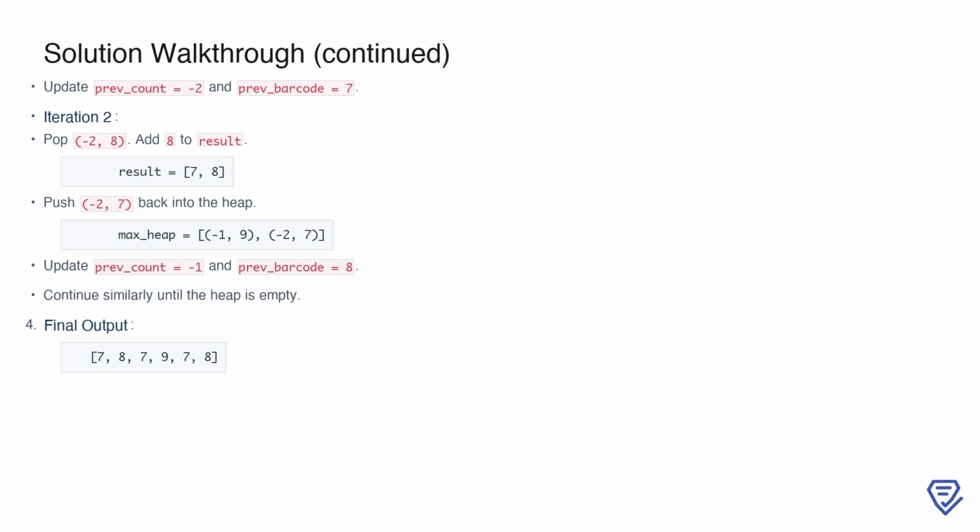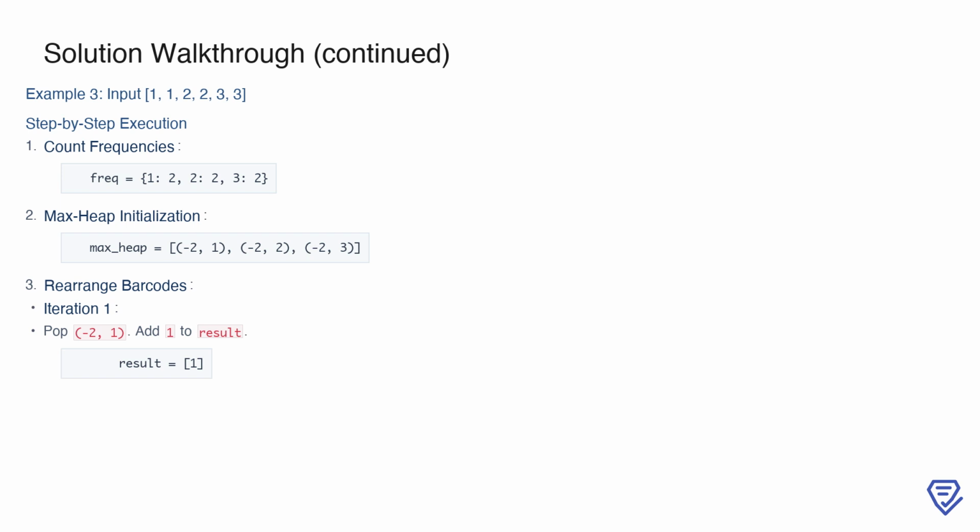The process continues in this manner, alternating between the most frequent barcode and ensuring previously used barcodes are reinserted into the heap. By maintaining this process until the heap is empty, we achieve the final arrangement, 7, 8, 7, 9, 7, 8. This arrangement avoids any two adjacent barcodes being identical.